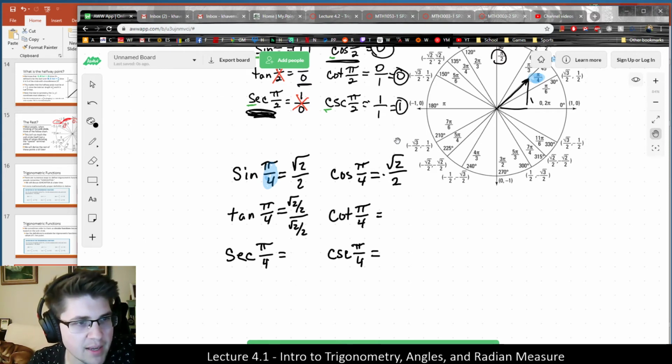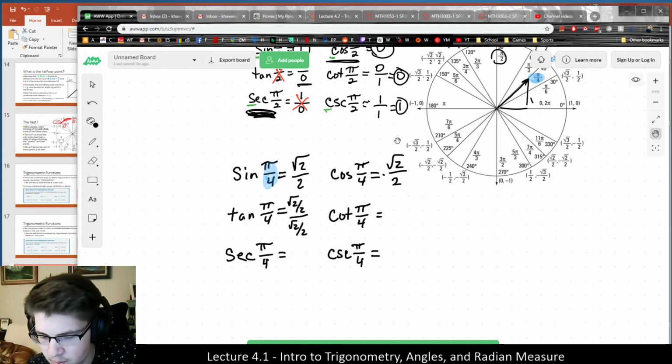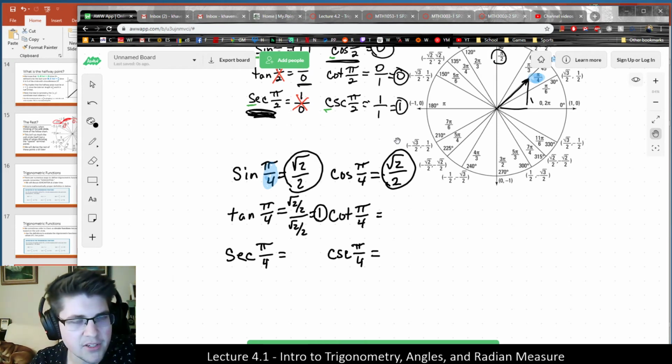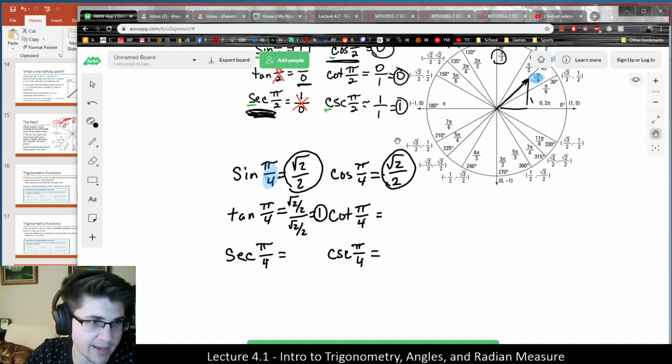And any number divided by itself is, of course, 1. So tangent of pi over 4 in this case is going to be 1, because we have a 1-to-1 ratio between the x and the y, or y and x coordinates.